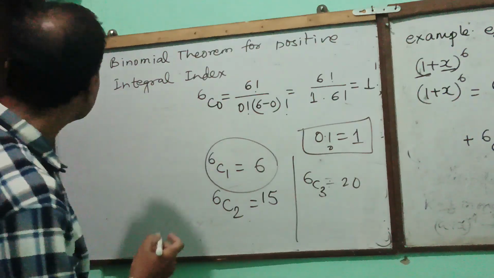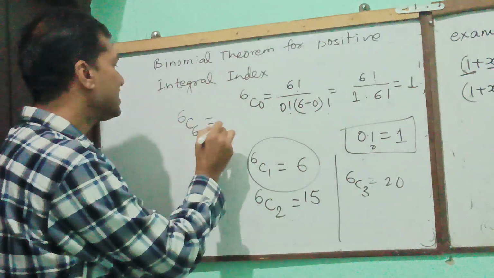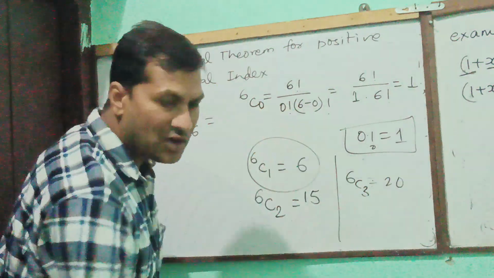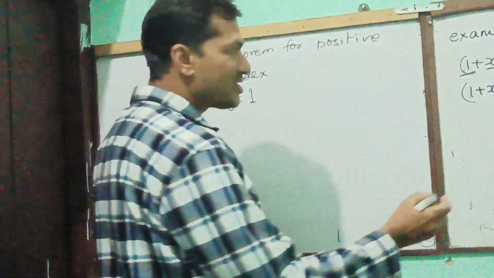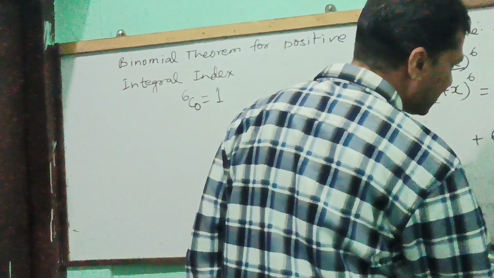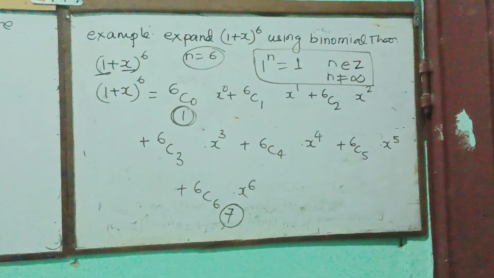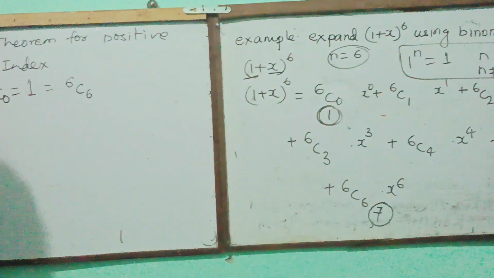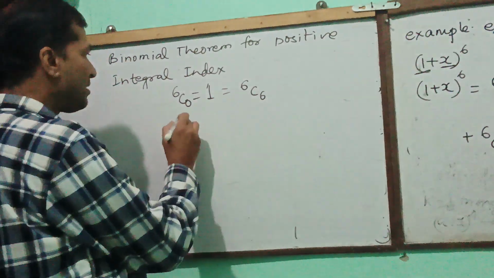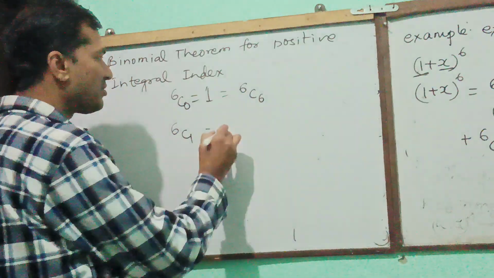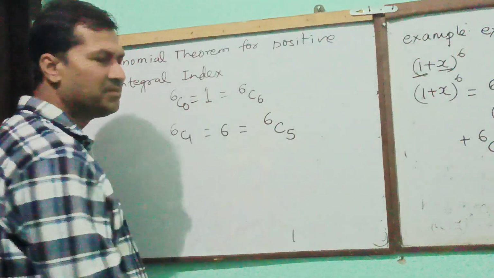From the last, the last term is how much here? 6C6. Again, 6C0 is equal to 1, the first term is 1. Now go for the last term, which means the 7th term. Again, 6C6, how much are we getting? 6C6 is also 1 only. Then after that, 6C1 we have got 6, so this is also equal to 6C5.